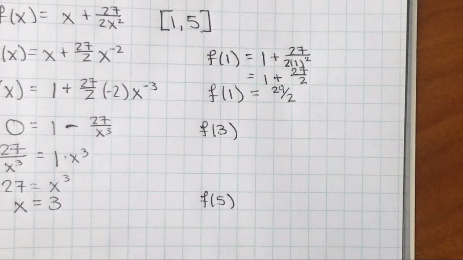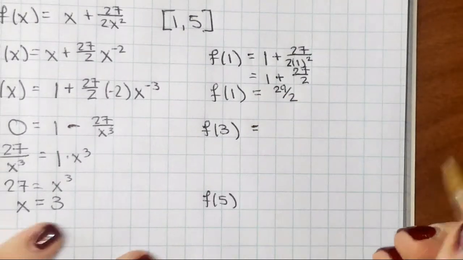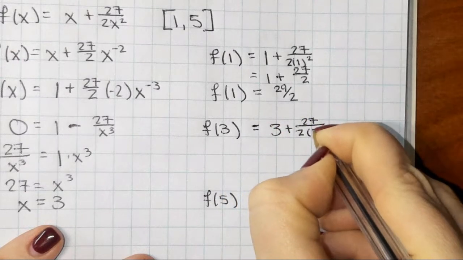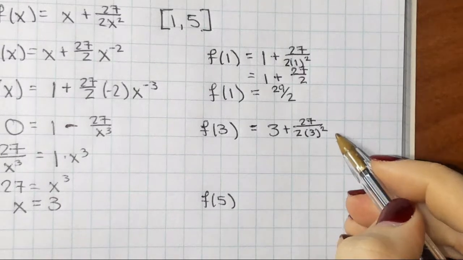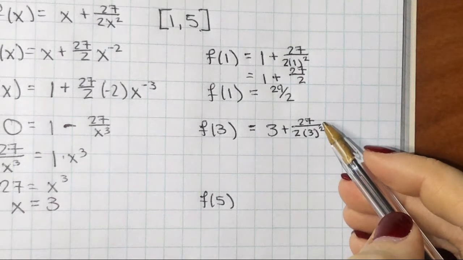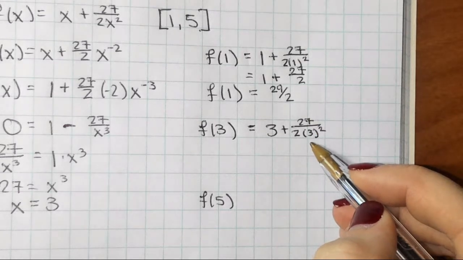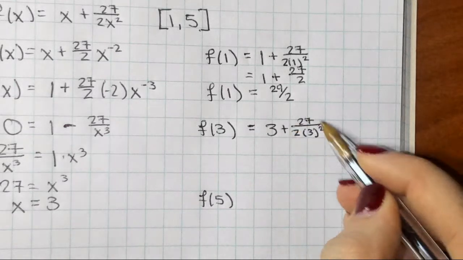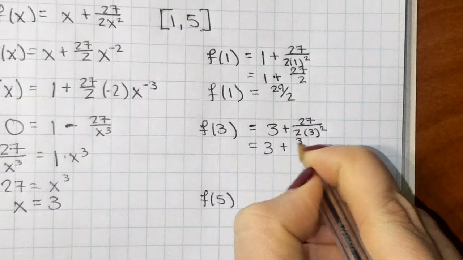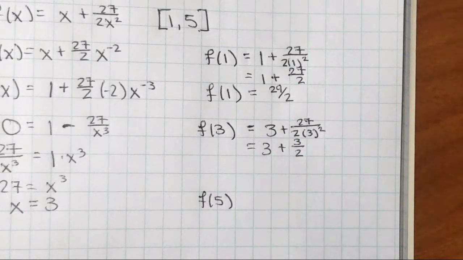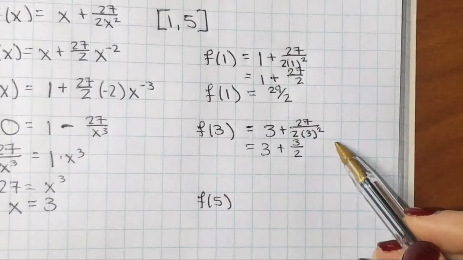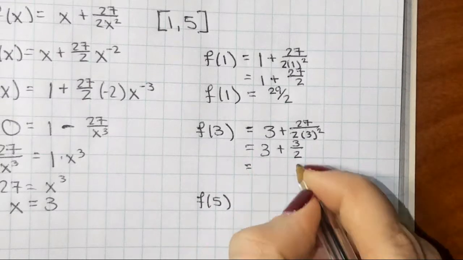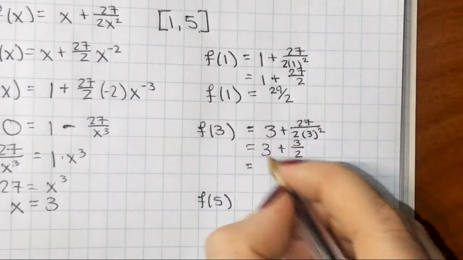Okay. F of 3 is going to be 3 plus 27 over 2 times 3 squared. 3 squared is 9. I'm going to simplify this at the same time. 27 divided by 9 is 3. So realize I'm simplifying this fraction right here to 3 halves. You guys okay? You could do it the long way. This would give you 18. 27 over 18 is 3 halves as well. But then again, I'm going to get that common fraction. So 3 times 2 is 6. 6 plus 3 is 9. So I get 9 over 2.